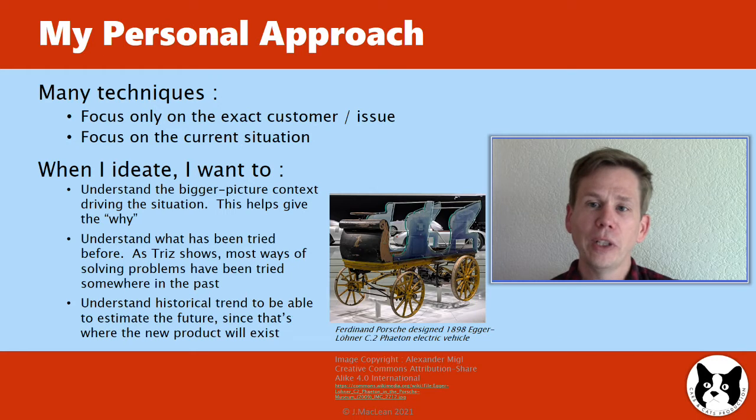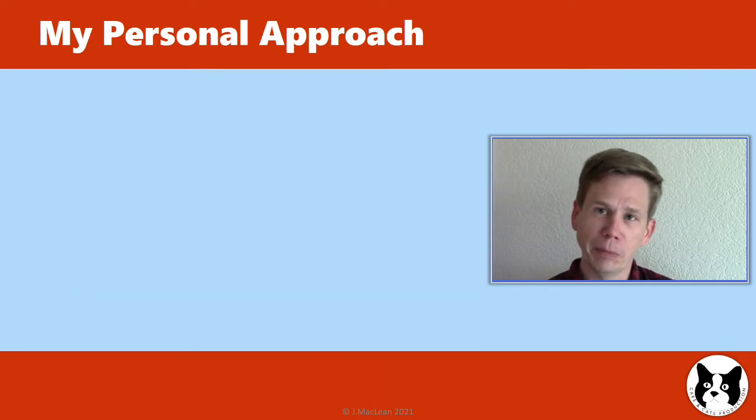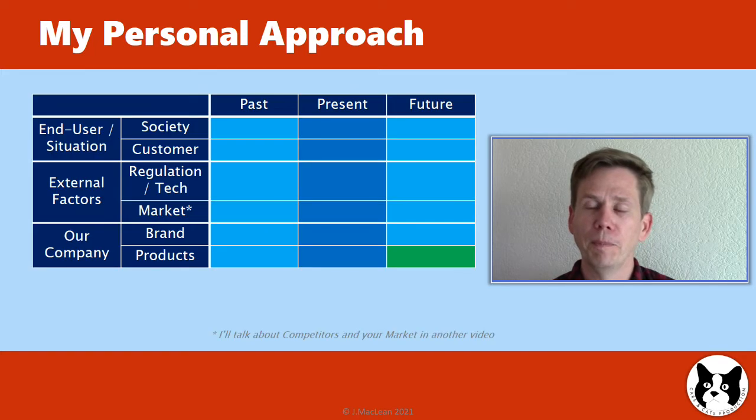If you can understand what happened in the past and what is happening now, then you can connect those dots together and you can estimate the future. That's really important because whatever you make will exist in the future. It can't exist now. You have to make it. So my personal approach tries to combine all those elements together. What I have is 3 columns and 3 kind of row groupings.